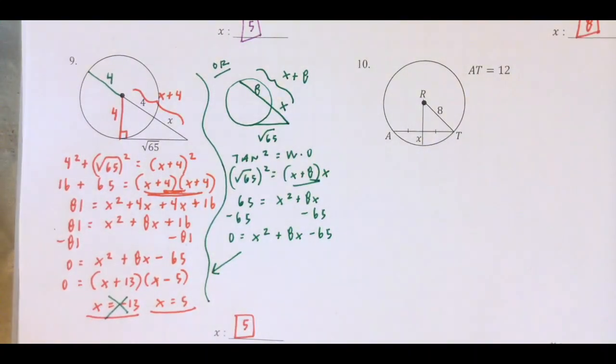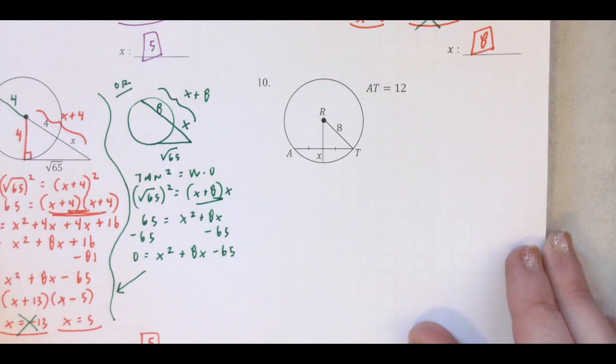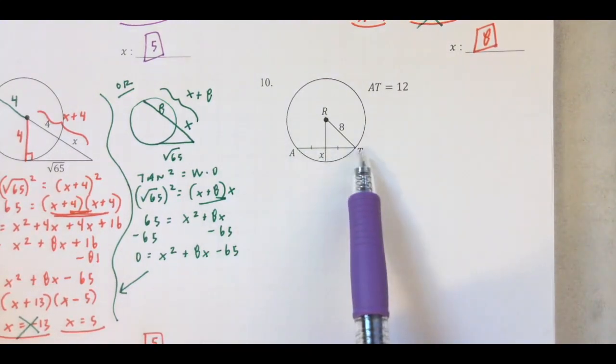Right? So it's going to factor down the same way. We would get that x equals 5. We're just getting there a different way. Okay, last problem. So here I'm giving you a chord that's being bisected.